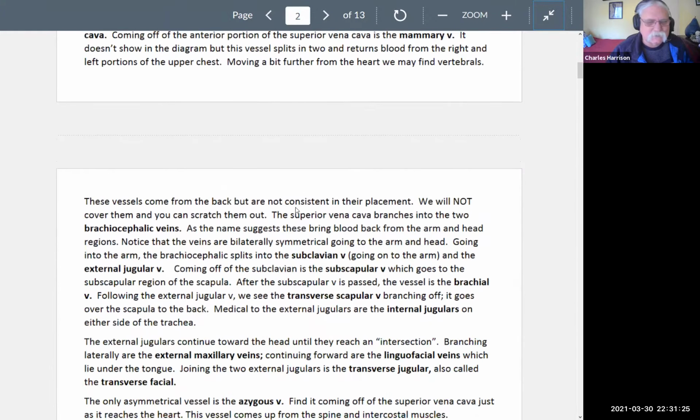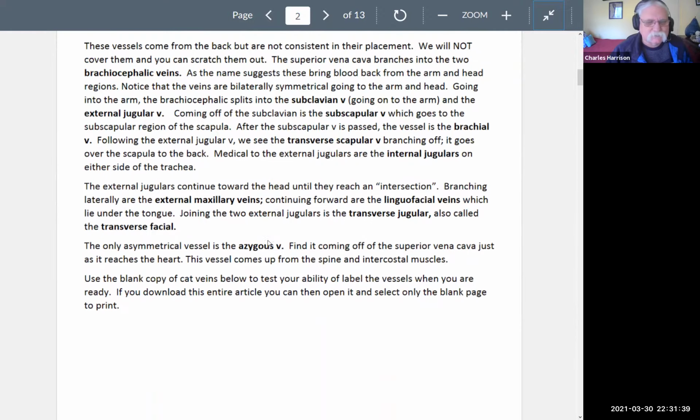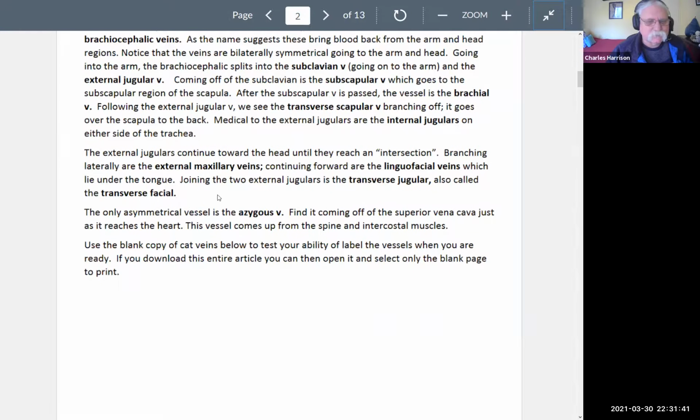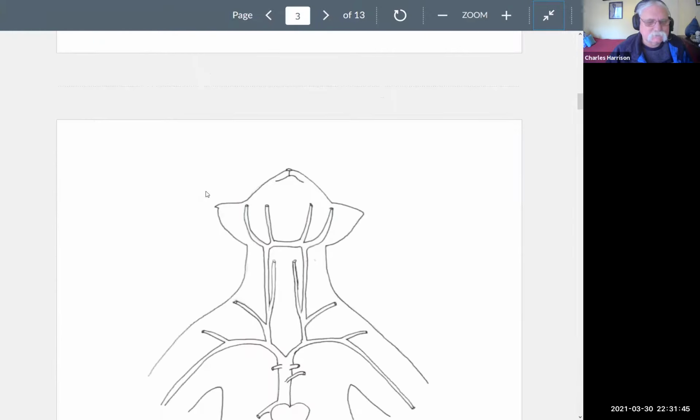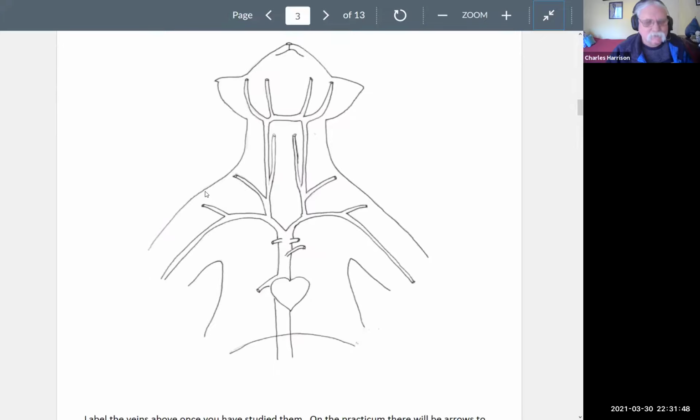Okay, so now underneath here, you'll see I have bolded like external jugular vein, transverse scapular vein, brachial vein. Those are the ones you need to know. Okay, and I've given descriptions for you for every one of them. Then I inserted a blank sheet that if you download this or print it out, you can use it as a self-test.